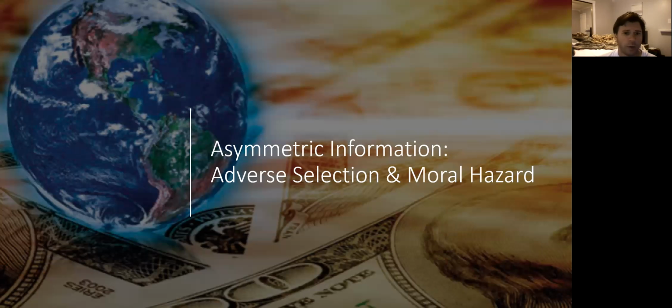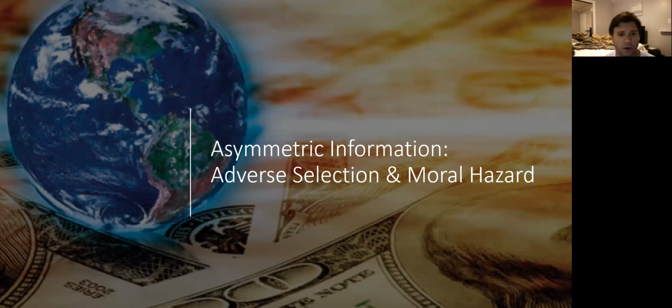In this segment, we are going to talk about a source of market failure known as asymmetric information and two problems associated with asymmetric information known as adverse selection and moral hazard. Adverse selection and moral hazard are, I think, really important issues, especially if you're analyzing things like insurance markets. So we're going to talk a lot about car insurance, health insurance.